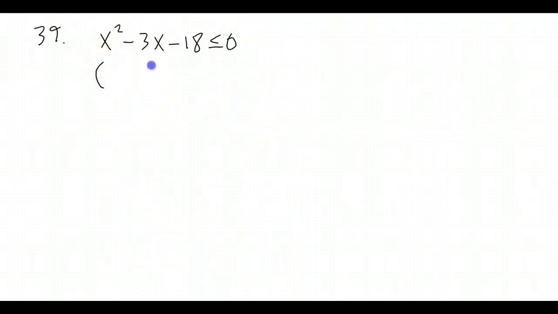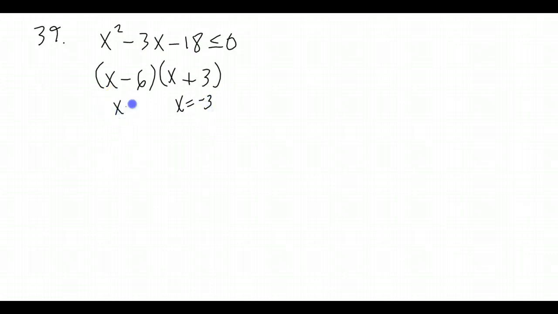Okay, so we need to factor this one. It's not been factored yet. So x and x, maybe 6 and 3. I think that number is negative, so the bigger number is negative. That one's positive. We get x equals -3, and we get x equals 6. Okay, so I draw my number line. 6, -3.